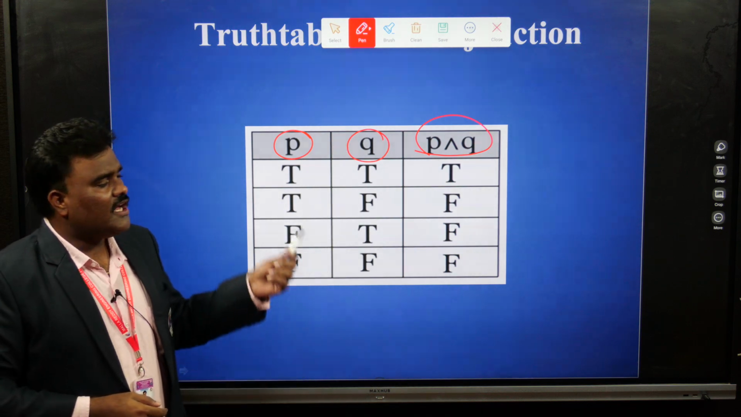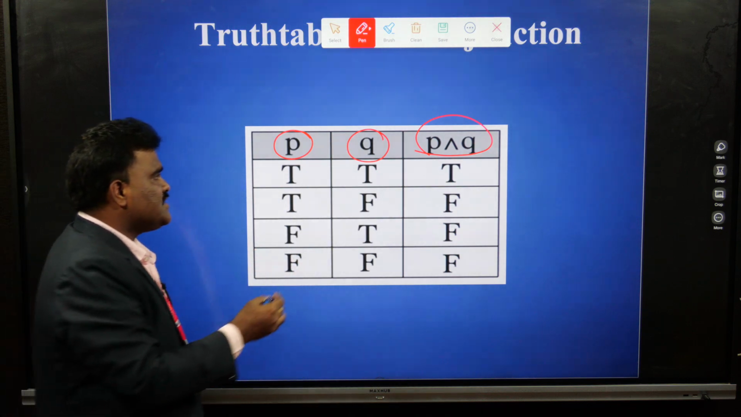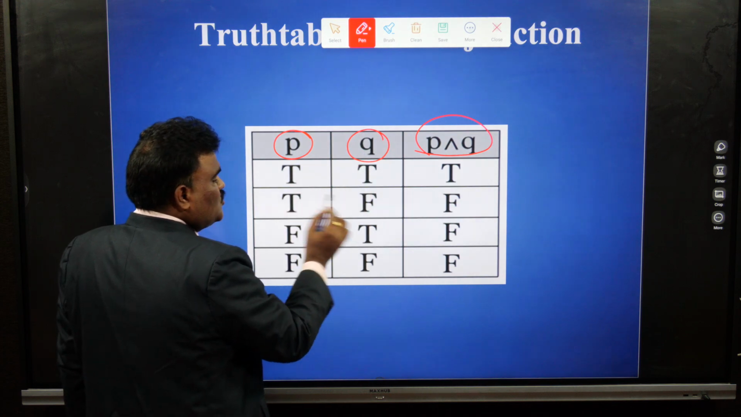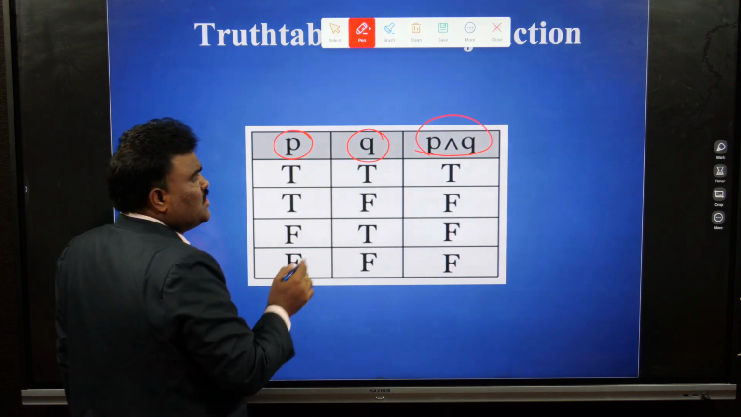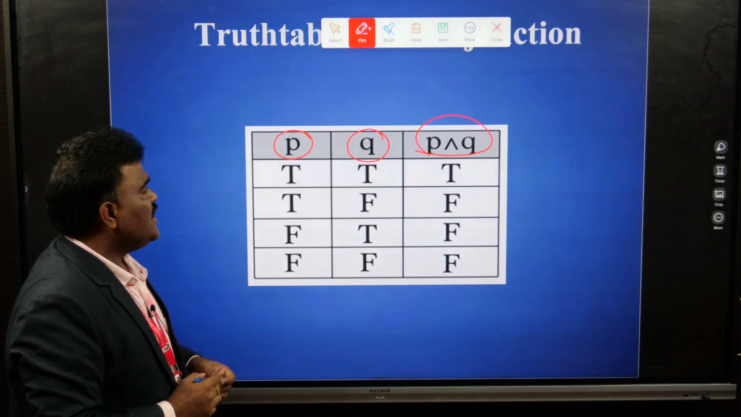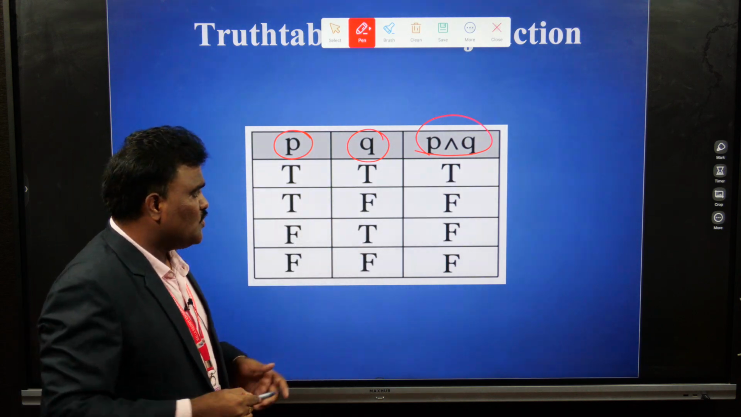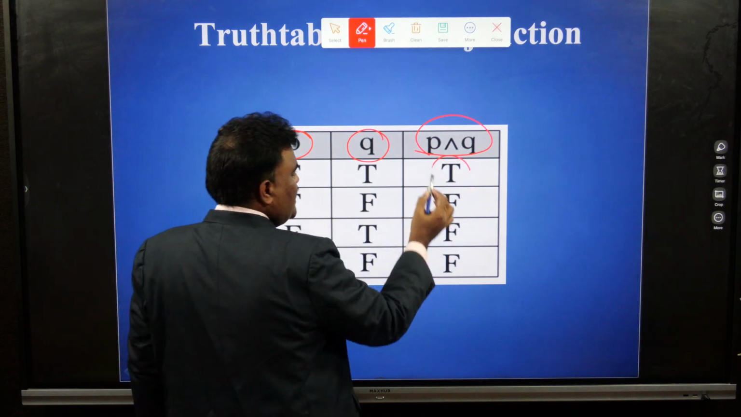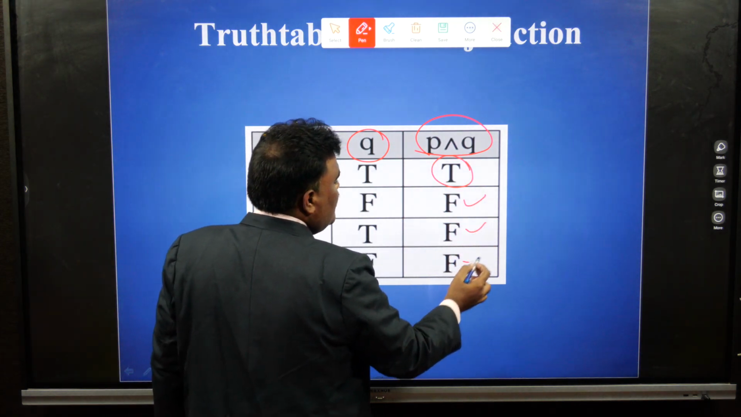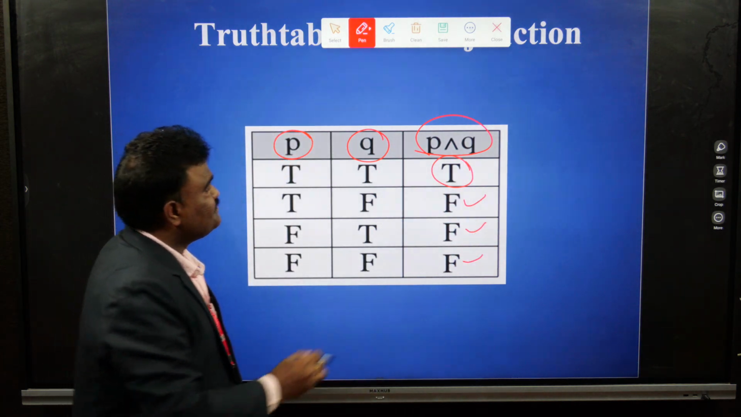In all remaining cases the result will be false. For example, here we have: true true, true false, false true, false false. What is the result in conjunction? If both statements are true, then the result will be true. In all remaining cases it has to be false only. In that way we represent the conjunction.